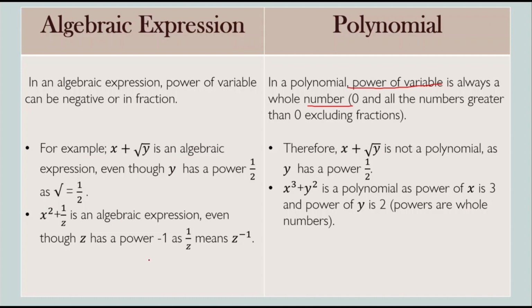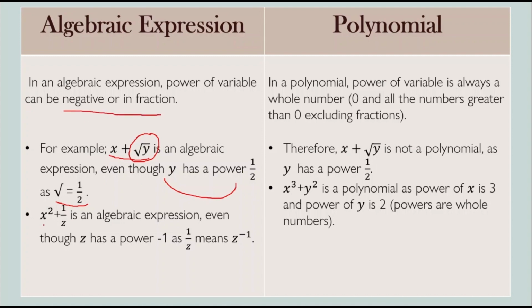Let's see some examples. In the first example, x plus under root y, in this expression, x is having power 1, so it can be a polynomial or an algebraic expression. But when we look at y, under root y is there. Under root means the power is 1 over 2. So even though y has a power of 1 by 2, it would be an algebraic expression, because in an algebraic expression, power could be a fraction.